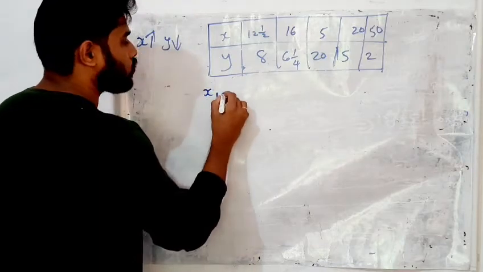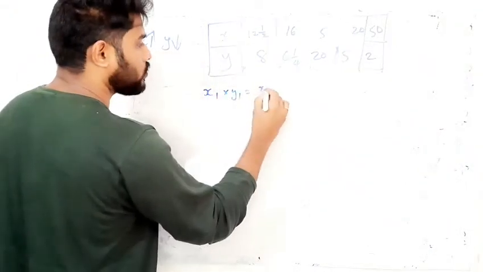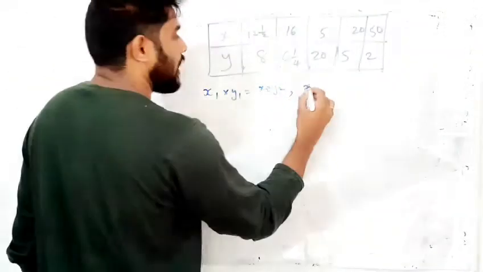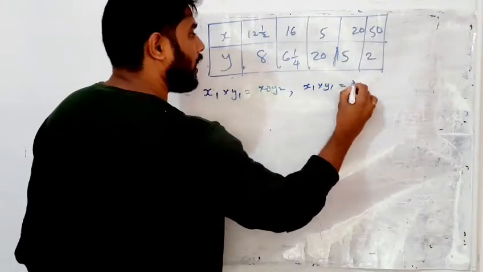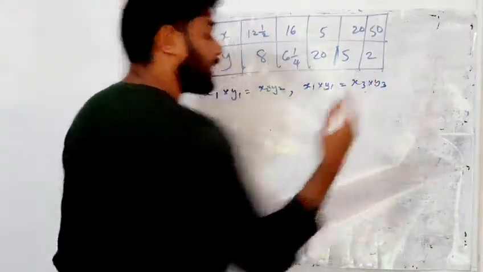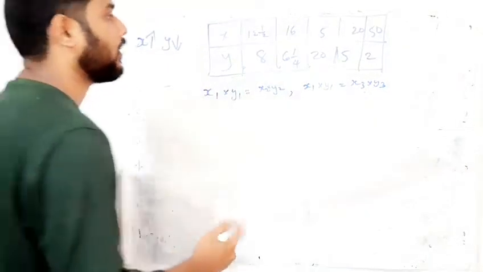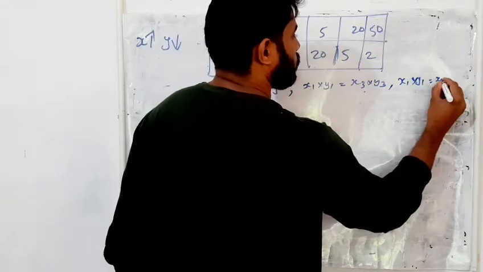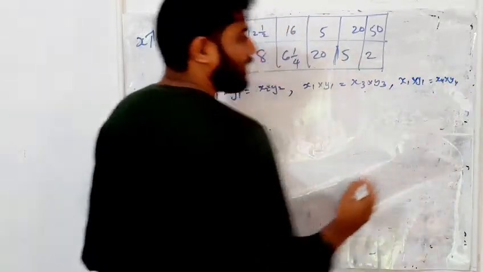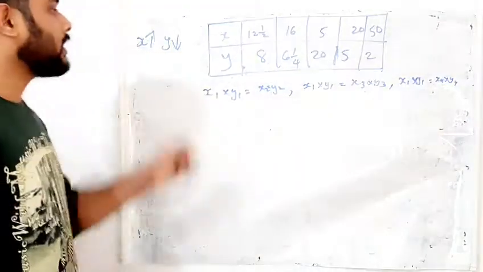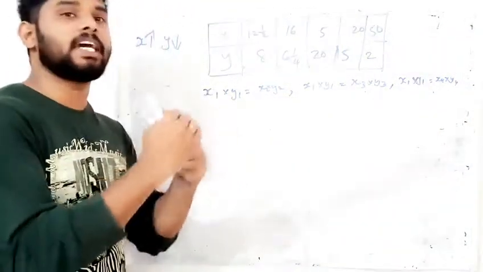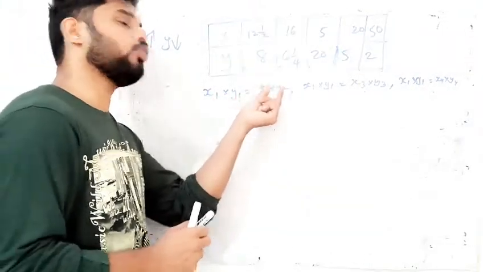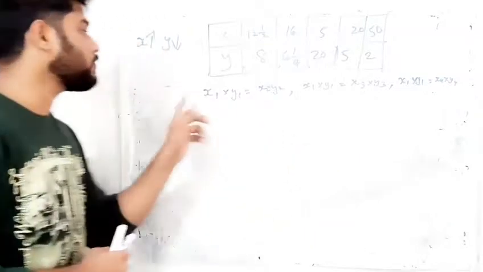If that is inverse proportion, then x1 into y1 is equal to x2 into y2. Understood? That means x1 into y1 is equal to x3 into y3. We can tell like that also. If it is an inverse relation, then x1 into y1 is equal to x4 into y4. Clear? That means if two variables are inverse, then x1 into y1 is equal to x2 into y2. If it is inverse proportion, we can use this equation.